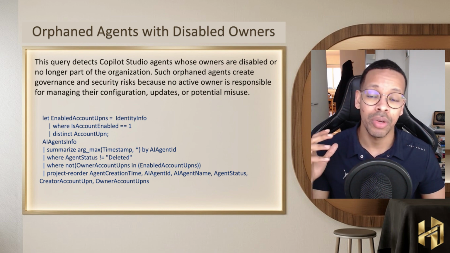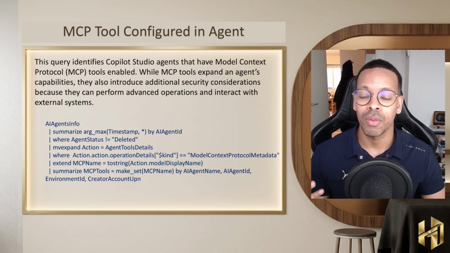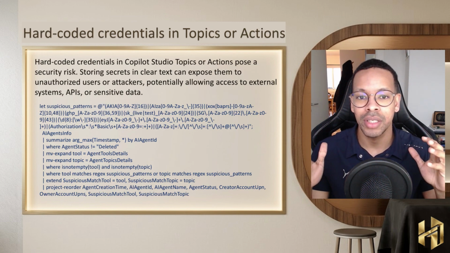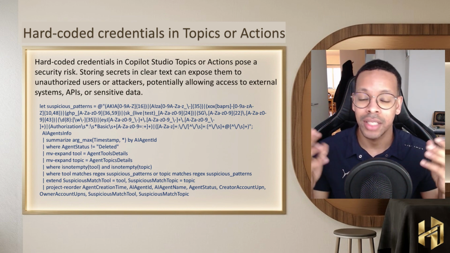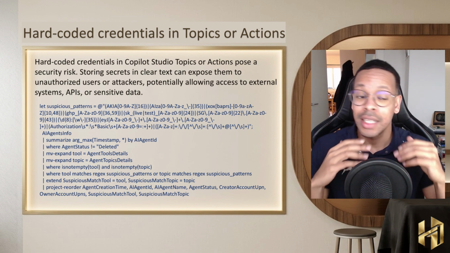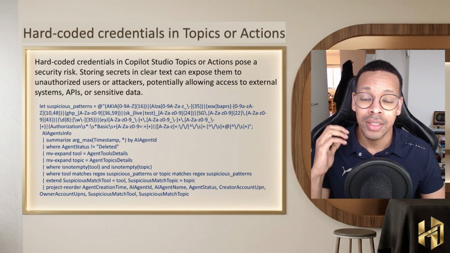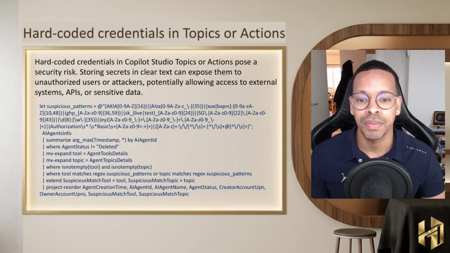The next thing, we will look at agents that have MCP tools configured, and we'll look at what MCP tool it is. And lastly, we will look at hard-coded credentials in topics and actions. So if a user, let's say, uses an API HTTP action inside a topic, we will be able to catch them. So let's jump into Microsoft Defender and look at the different ways to do this.